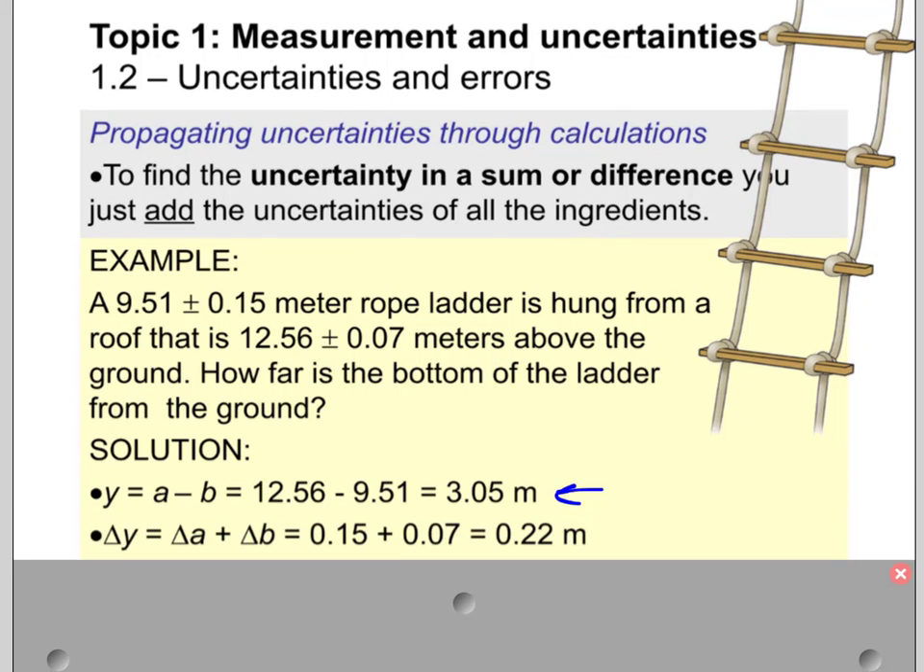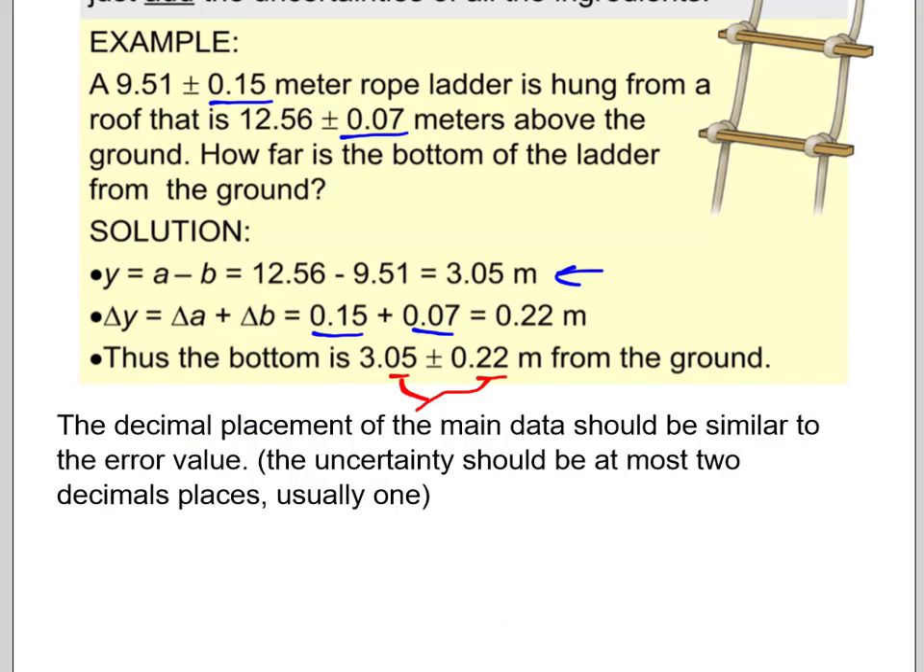Now look, these are the uncertainties. So you'll take the delta A, which is right here, 0.15, and delta B, which is 0.07. Those are those two quantities, and we add them together, and we get 0.22 meters. Okay, so let's get rid of that shade.